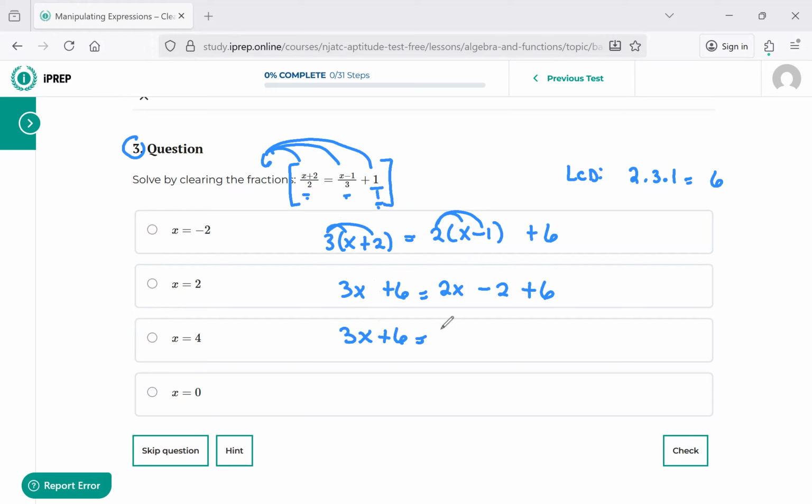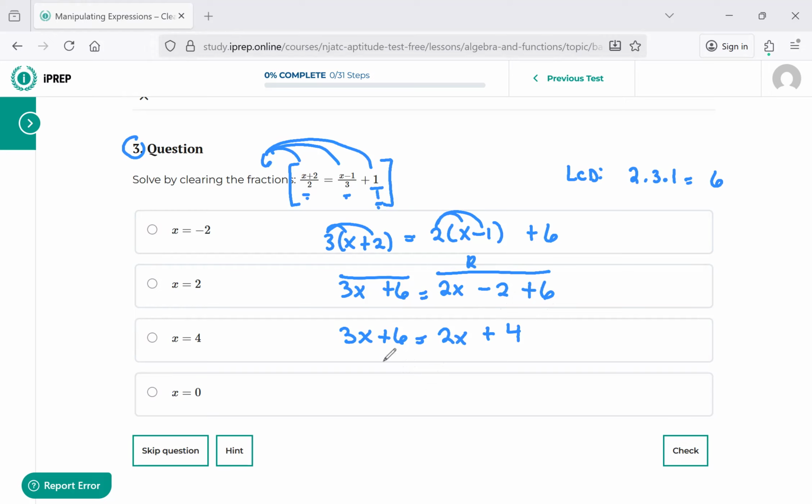And then on the right, we have 2x. Oh wait, on the left side, we can't combine like terms, so that's why I just rewrote it. And then on the right side, can you combine anything? Yes, you can combine the constants negative 2 and 6, which is 4. That's it. Okay, so we combined like terms.